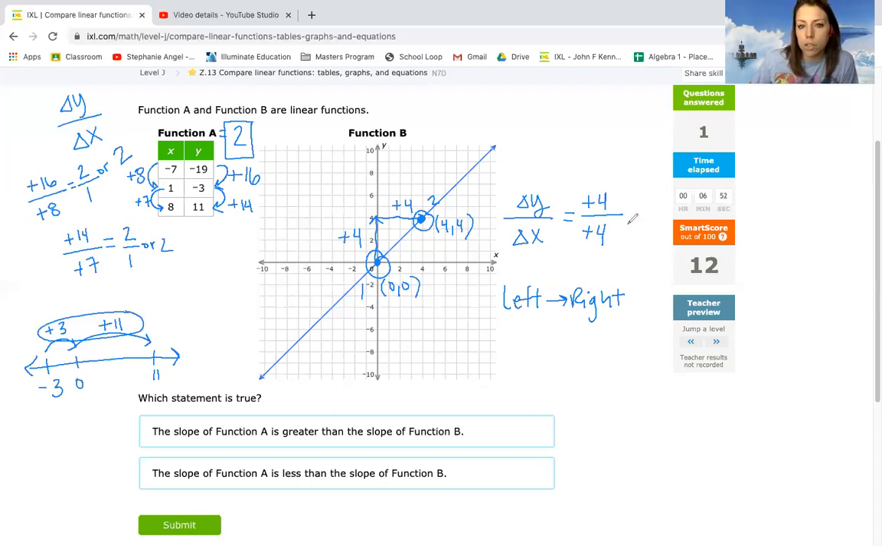So here's my rate of change. I moved up 4 and right 4. What is that simplified? Well, 4 over 4 is just a big 1. So the slope of function B is 1. Wasn't the slope of function B 1 on the last example? I can't even remember. Okay, so let's look at this. The slope of function A is 2, slope of function B is 1. Which one is true? Is A greater than B, or is A less than B? Is 2 greater than 1, or is 2 less than 1? 2 is greater than 1, so that means this is our final answer. The slope of function A is greater than the slope of function B.